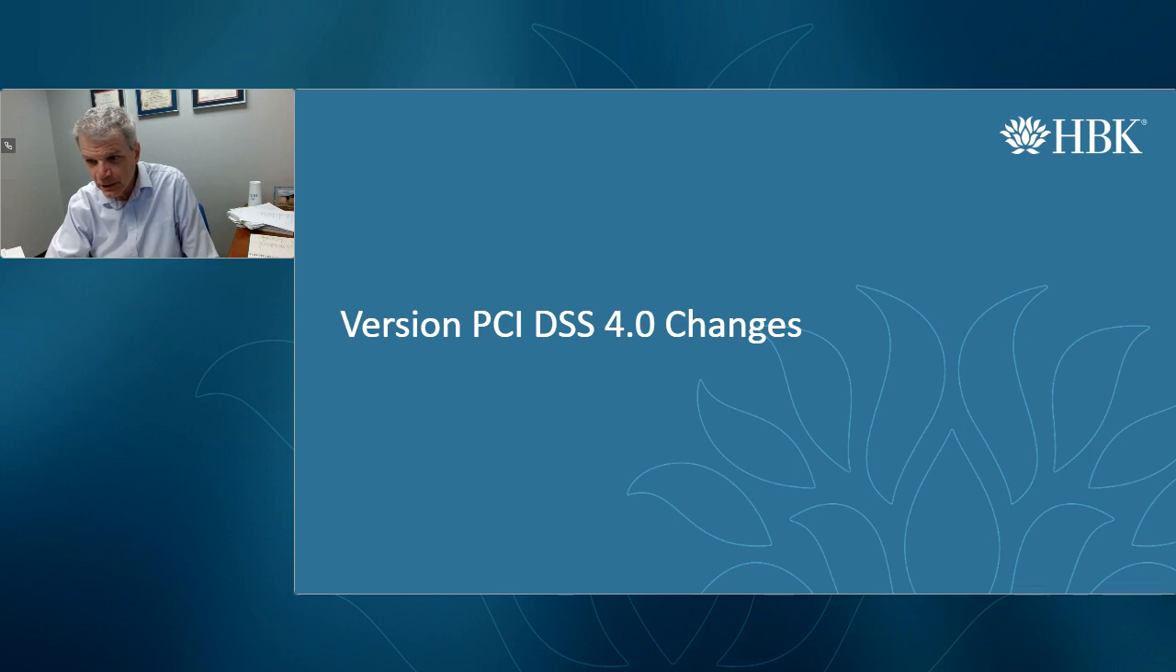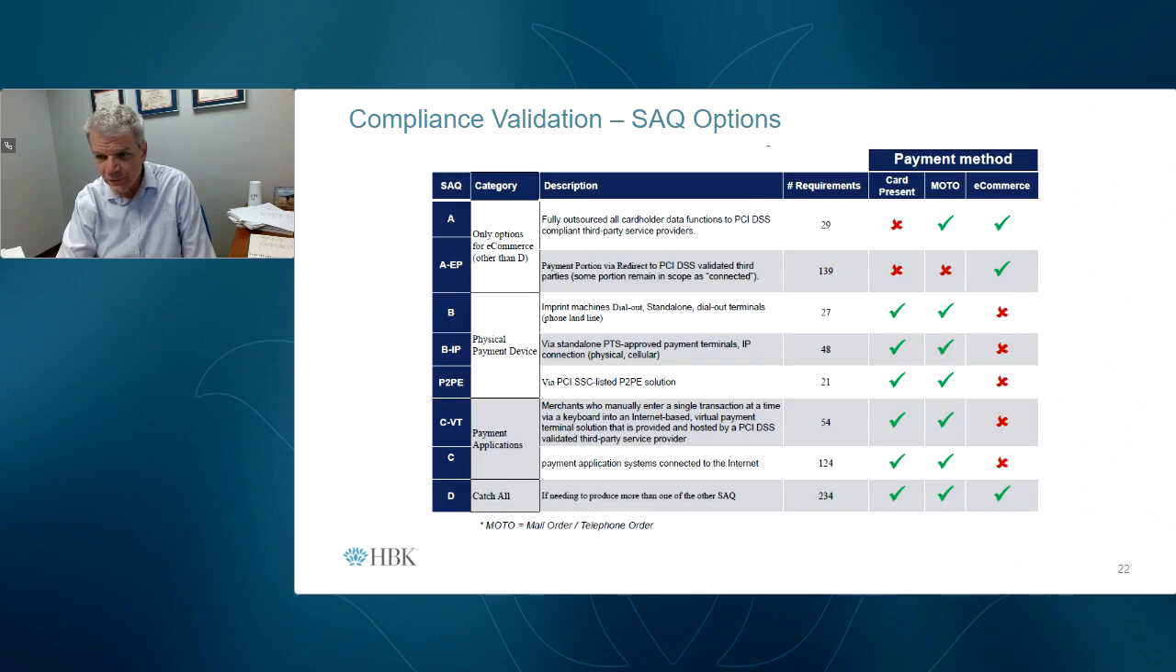All right, so let's talk a little bit about the version 4 changes. Like I said earlier, version 4 implemented 64 new requirements. So I'll have to double check to see if that 234 was with or without those 64 new requirements.